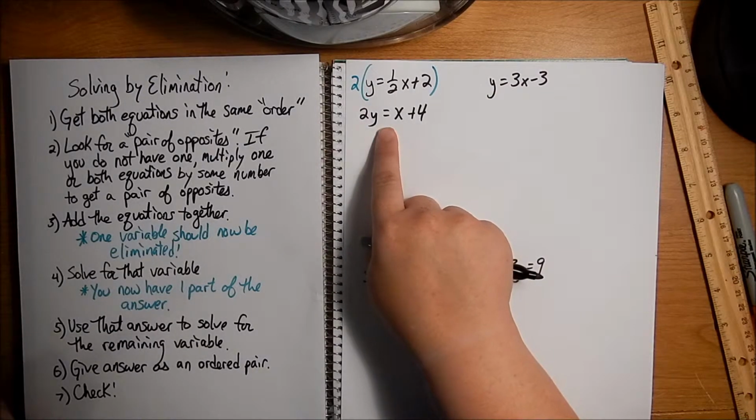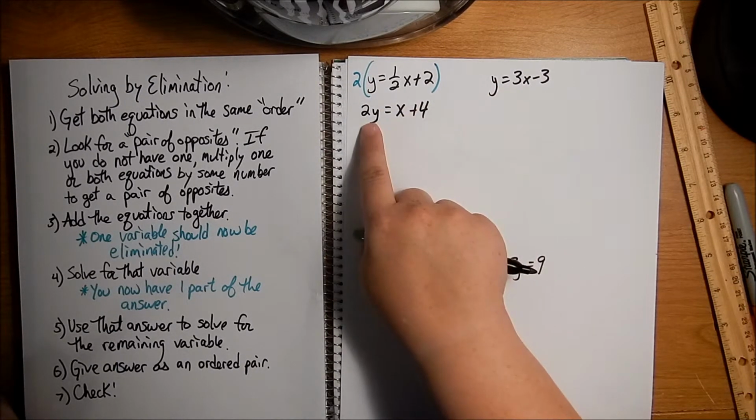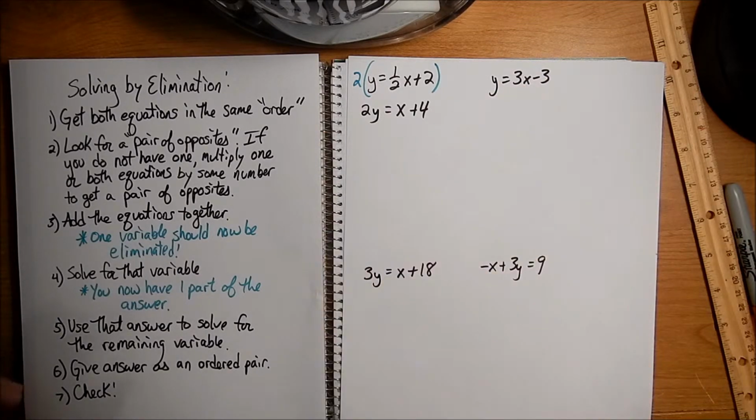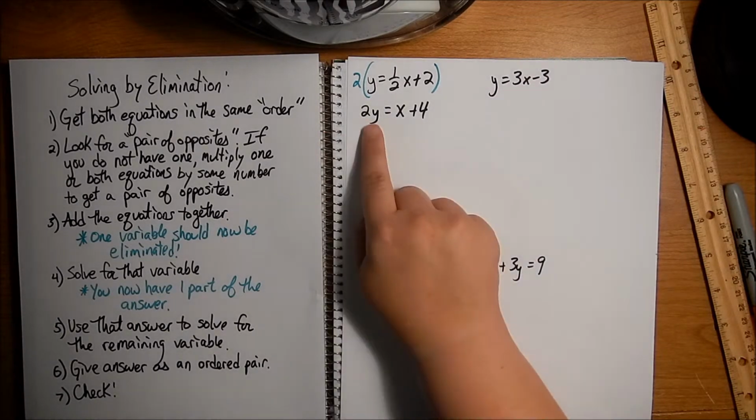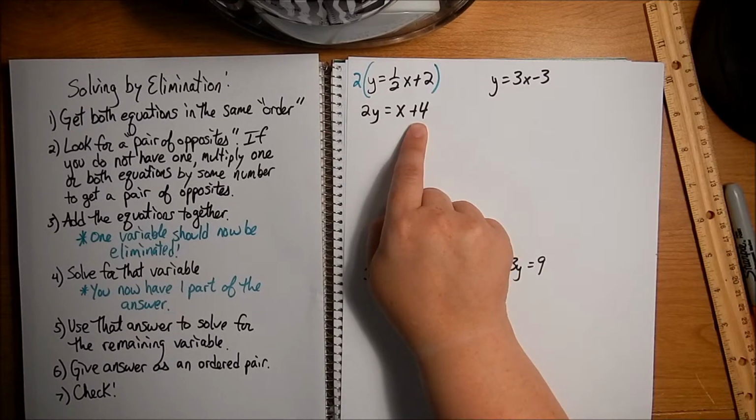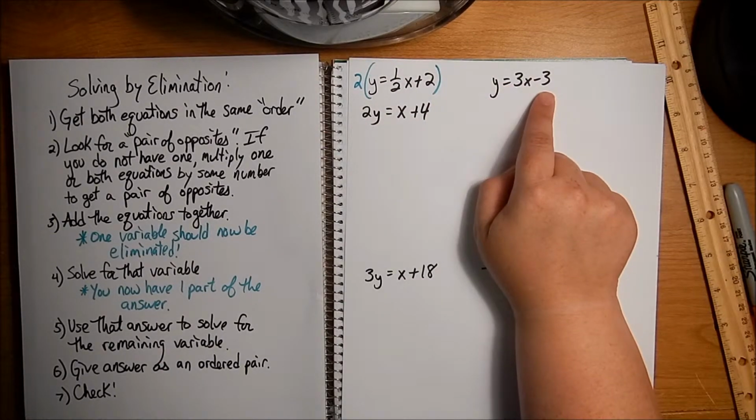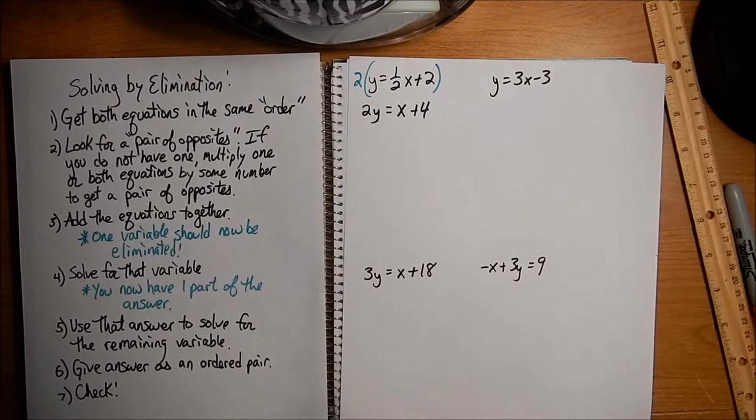So now I have this equation with this one. Is it in the same order? Because I want that. Yes, it is. I have y on the left, x and a number on the right. Y on the left, x and a number on the right. So their step 1 is done. They're in the same order.